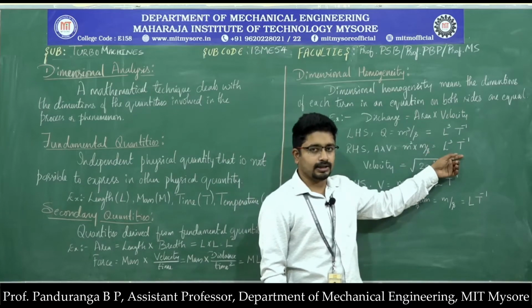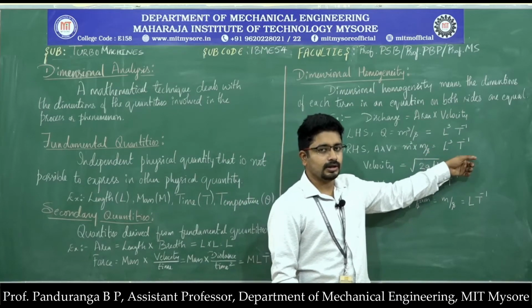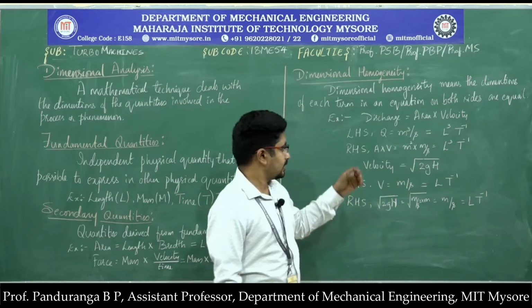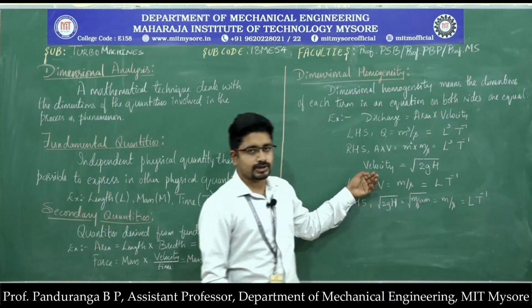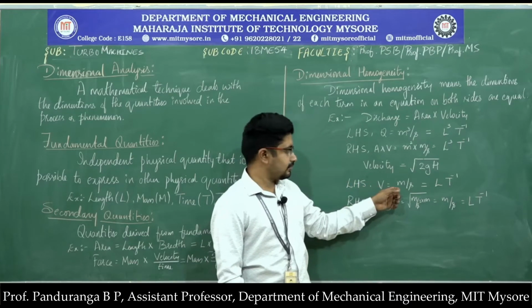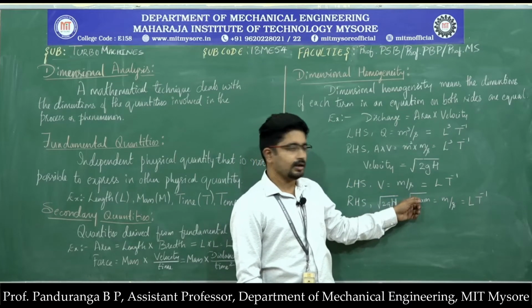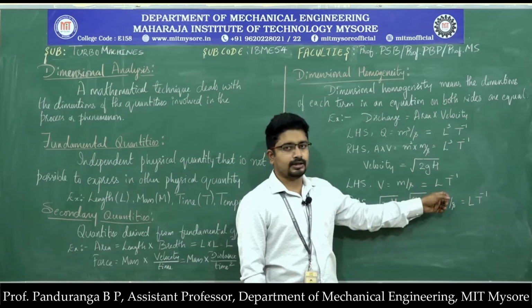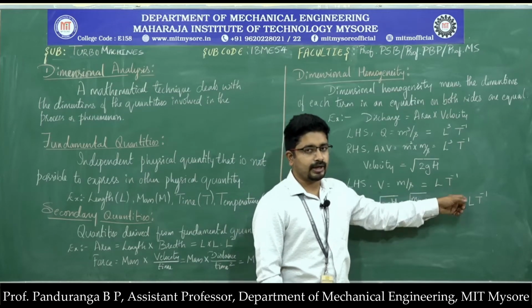So it has a fundamental dimension of L cube t to the power of minus 1. Another example is the velocity equation, which is given by root of 2gh. On the left hand side we have velocity, which is meter per second, and it can be written as L t to the power of minus 1.